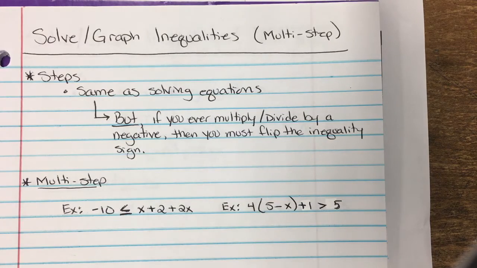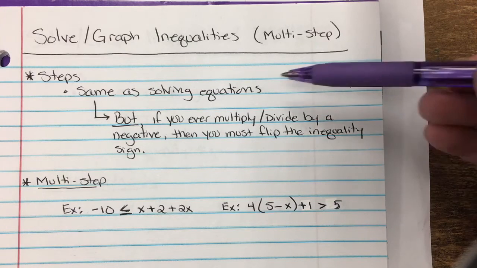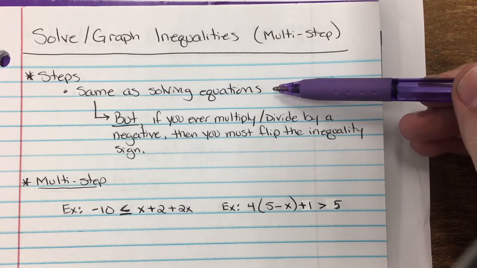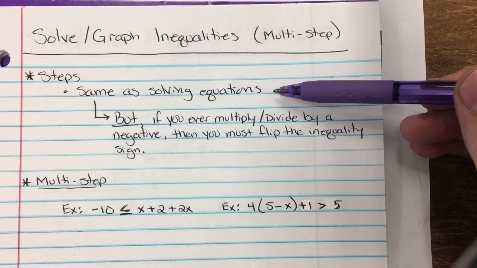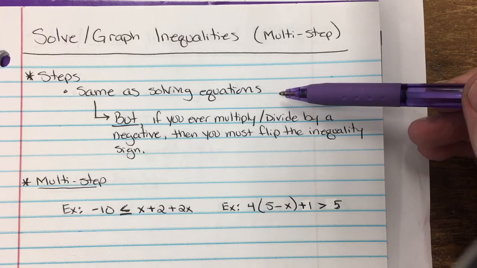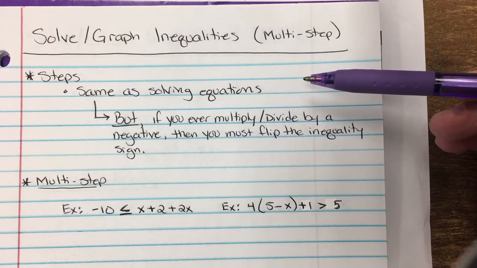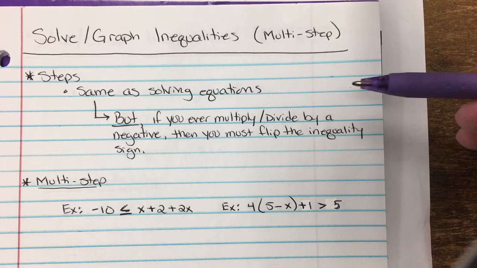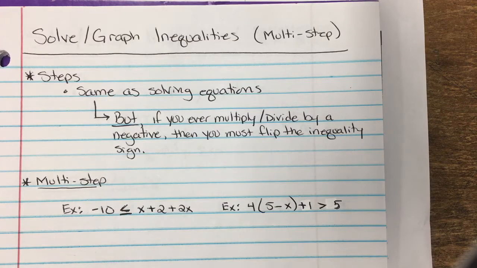Okay, so here's the notes for solving multi-step inequalities. Remember that solving an inequality is the same exact steps as solving a multi-step equation. If you have anything to distribute, distribute. If you have any like terms to combine, then combine them. And then you move into a two-step process where you use your inverse operations.